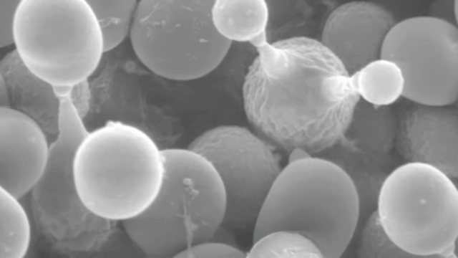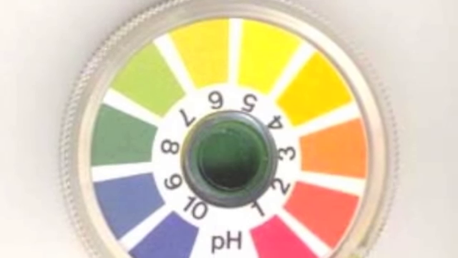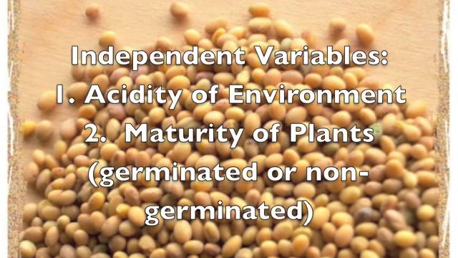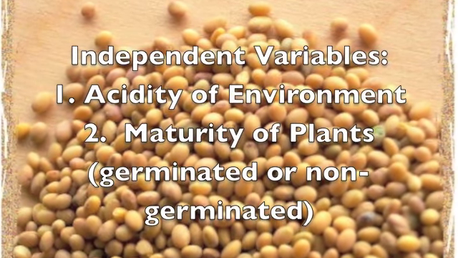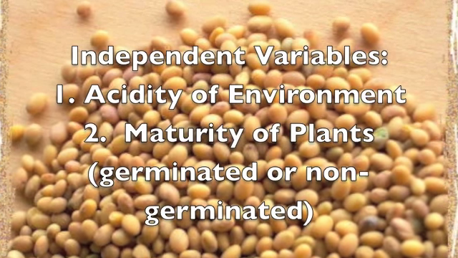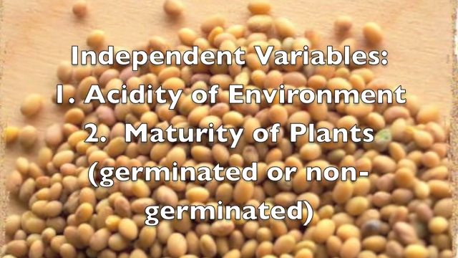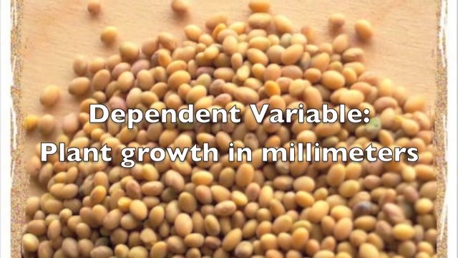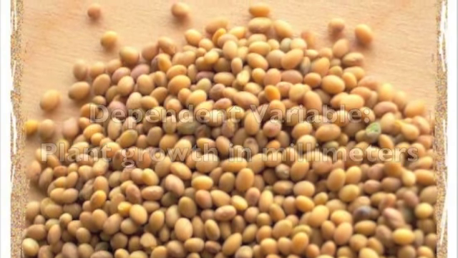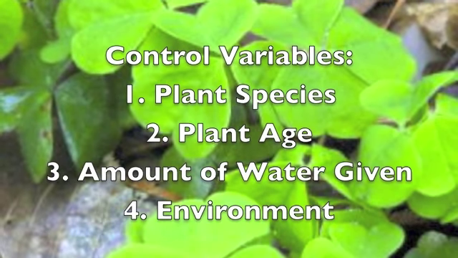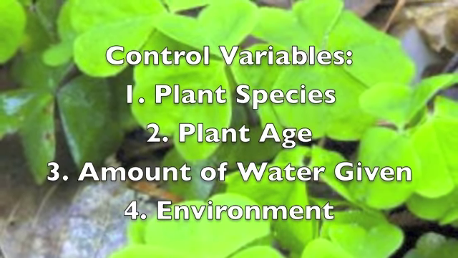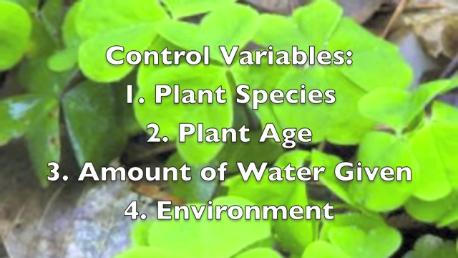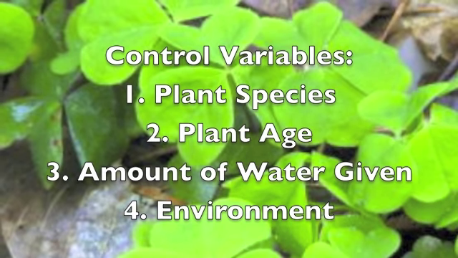its survival. The purpose of this lab was to investigate the effects of acidic environments of different pH on germinated and non-germinated clover plants. The independent variables were acidity of environment and maturity of the plant, germinated or non-germinated. The dependent variable was plant growth and was measured by height in millimeters. Control variables were plant species, plant age relative to those of the same type, for example, all germinated and all non-germinated, amount of water given, and environment with the exception of acidity.